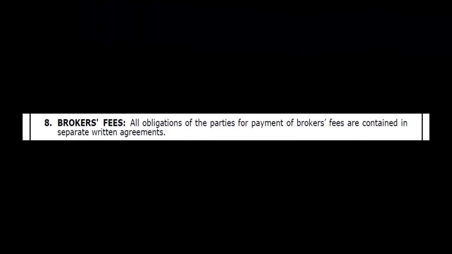Paragraph 8, broker's fees. The parties, meaning the buyer or the seller, if they agree to pay the brokers a fee, then those contracts are done outside of this agreement. There is no agreement between the brokers or agents and the buyer or seller in this contract. Now, on page 9, there's a section where it talks about how much money the listing broker is going to pay the other broker, but that's kind of different.